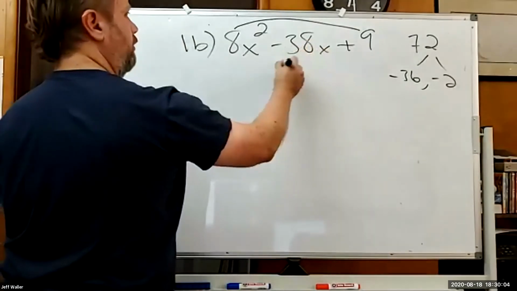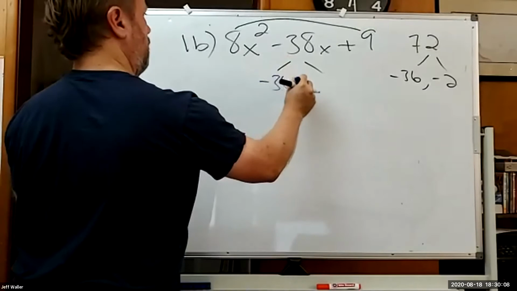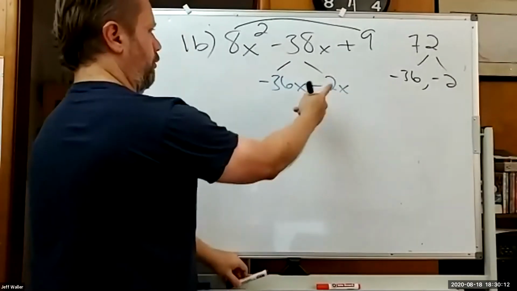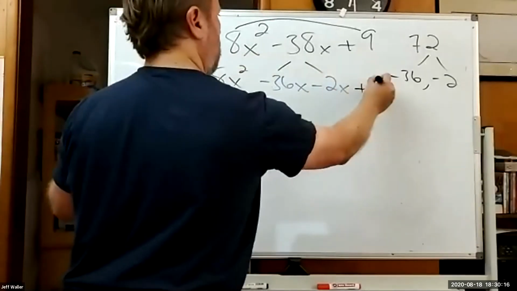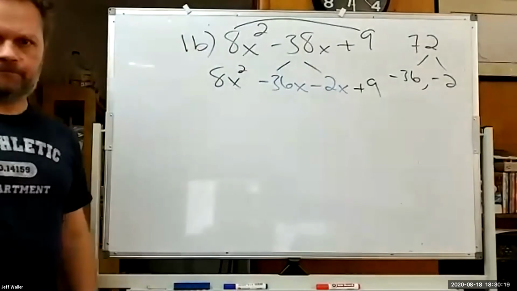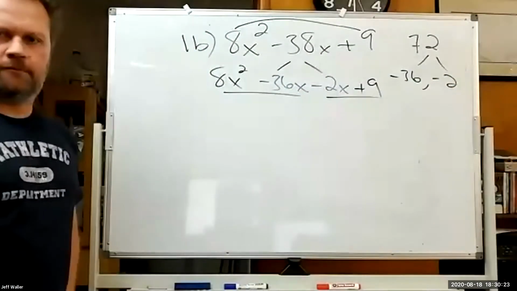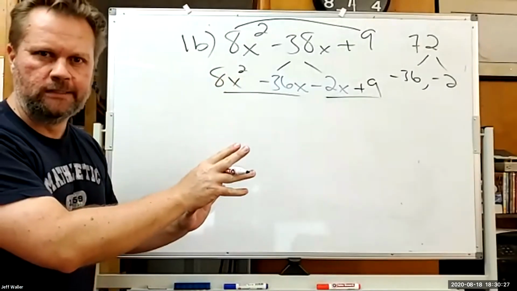So now I can rewrite the middle. And it doesn't really matter what order you put those two numbers in. And now I've got 4 terms, so I can group. Right, so I'm just going to kind of do this. Let me know if you have any questions.